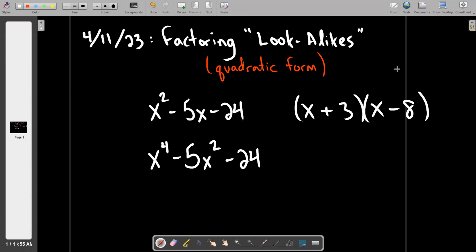Anyhow, this is called a quadratic lookalike. Anyone have any thoughts on how we could even attack this? It's a quartic. I don't think I've ever asked you to factor a quartic before. Any thoughts on where we could even begin? Would you just do 4 cents? You wouldn't. Good thinking, though.